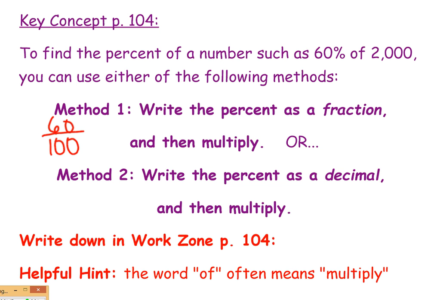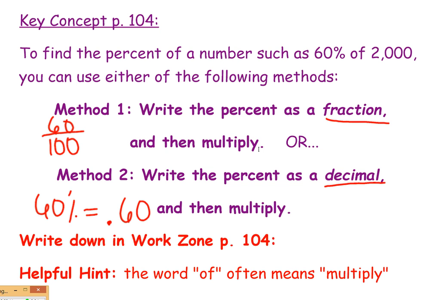When it asks you for method 2, you can write the percent as a decimal instead of a fraction. A decimal of 60% would be, just moving the decimal 2 places to the left, 0.60. And then you continue to multiply.